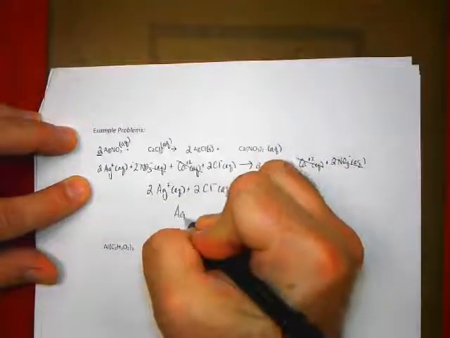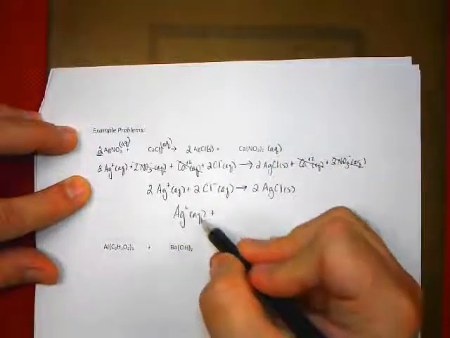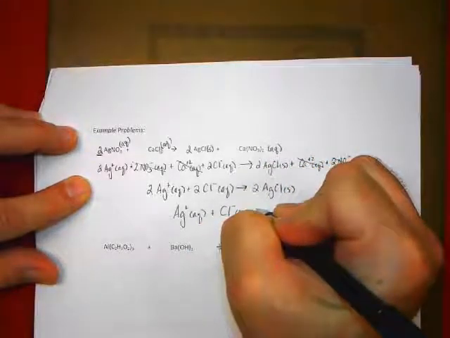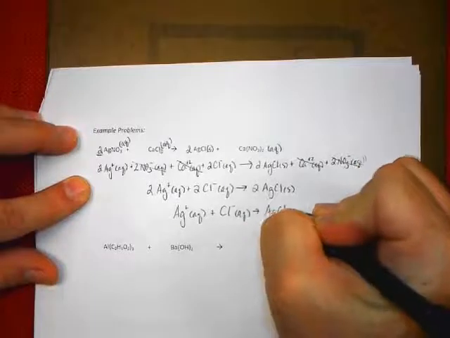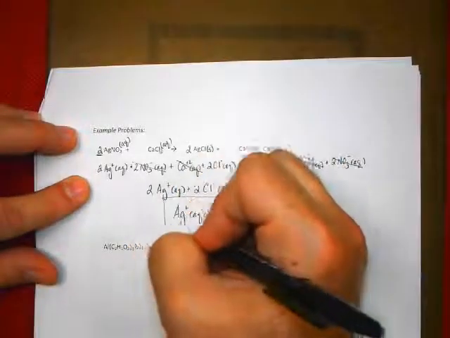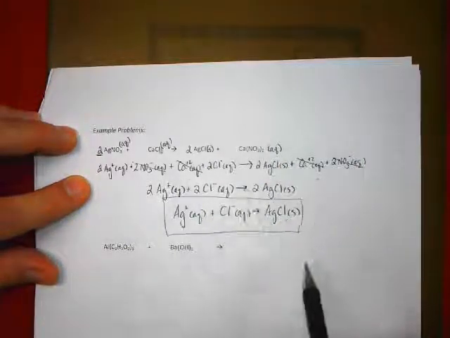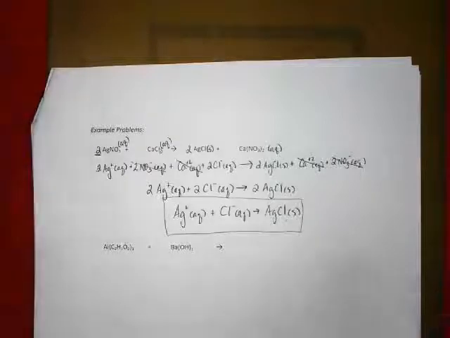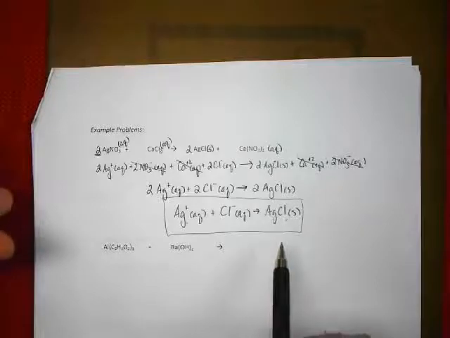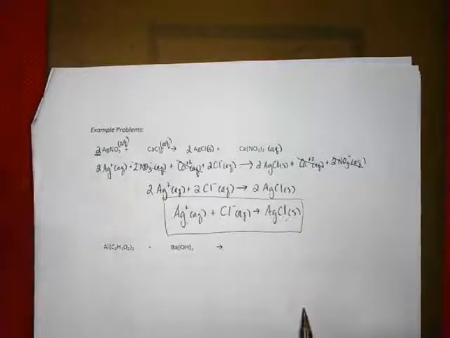So they all cancel out, and we get our net ionic equation: silver Ag+ (aq) plus chloride Cl- (aq) yields silver chloride AgCl solid. This is our net ionic equation. This is the thing that's happening in the reaction. The calcium and the nitrate really do not do anything in the reaction. Silver ions and chloride ions meet up, collide together, form this insoluble compound, so they precipitate out of the reaction.